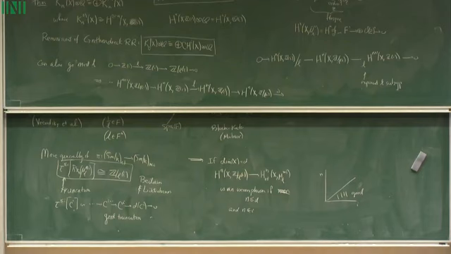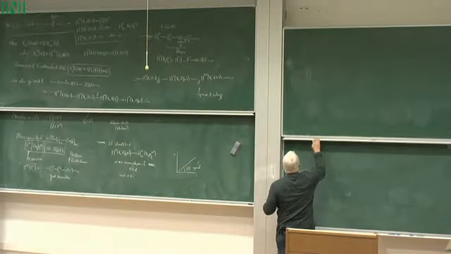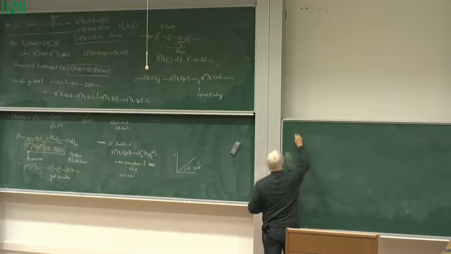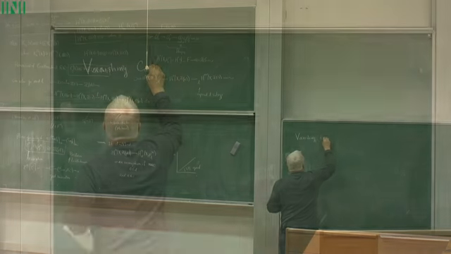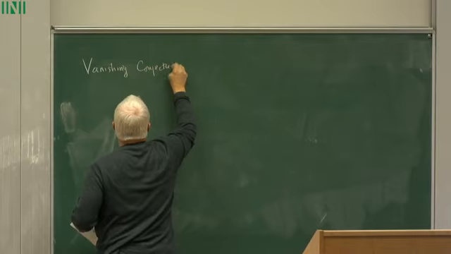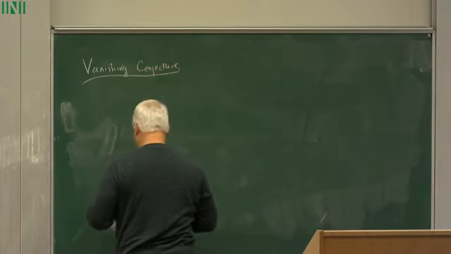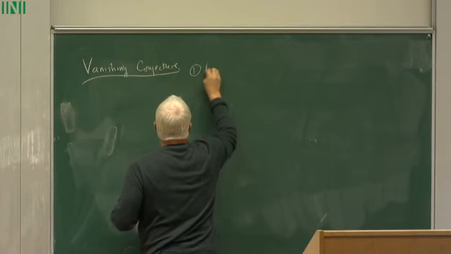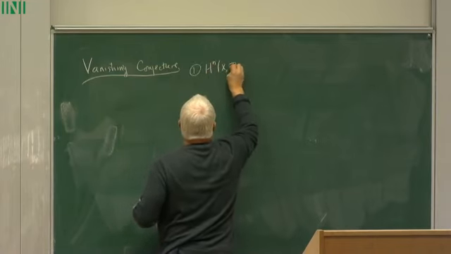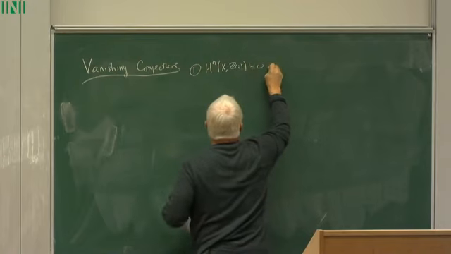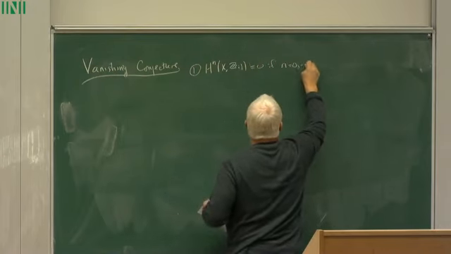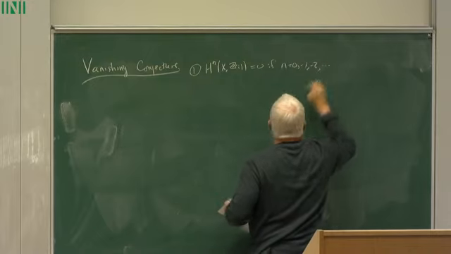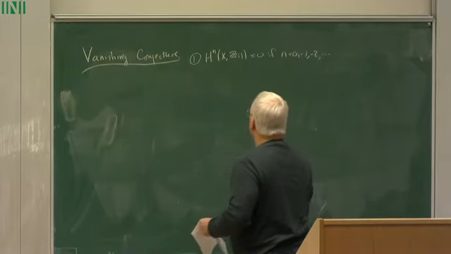So what else can I say about this? There's a vanishing conjecture, which is still wide open. And the first thing is that Hn of X with coefficients in I is equal to 0 if n equals 0, minus 1, minus 2, and so on.